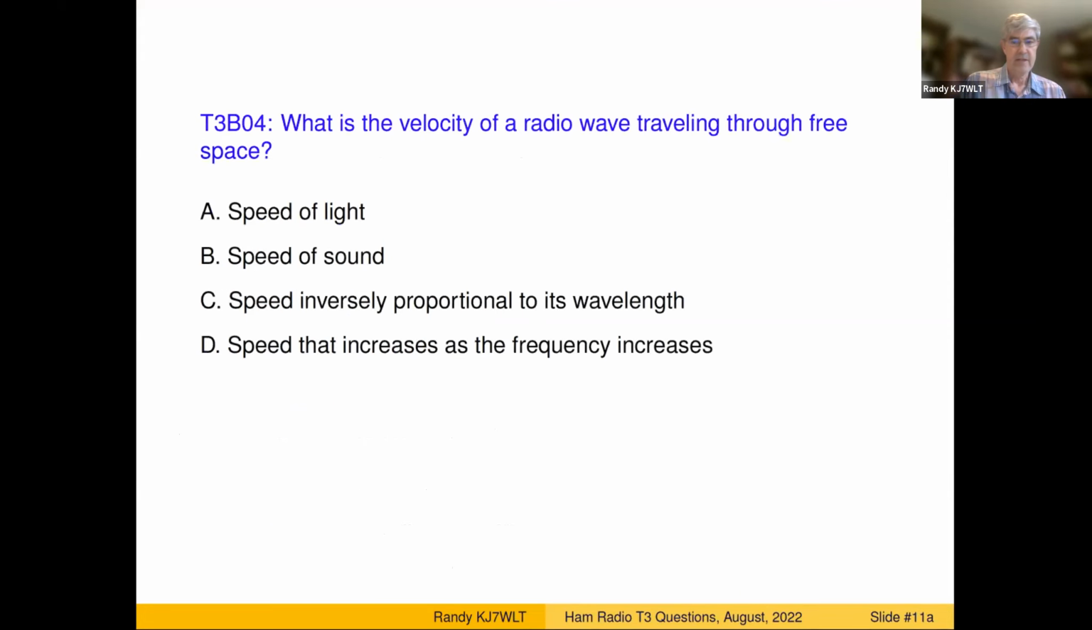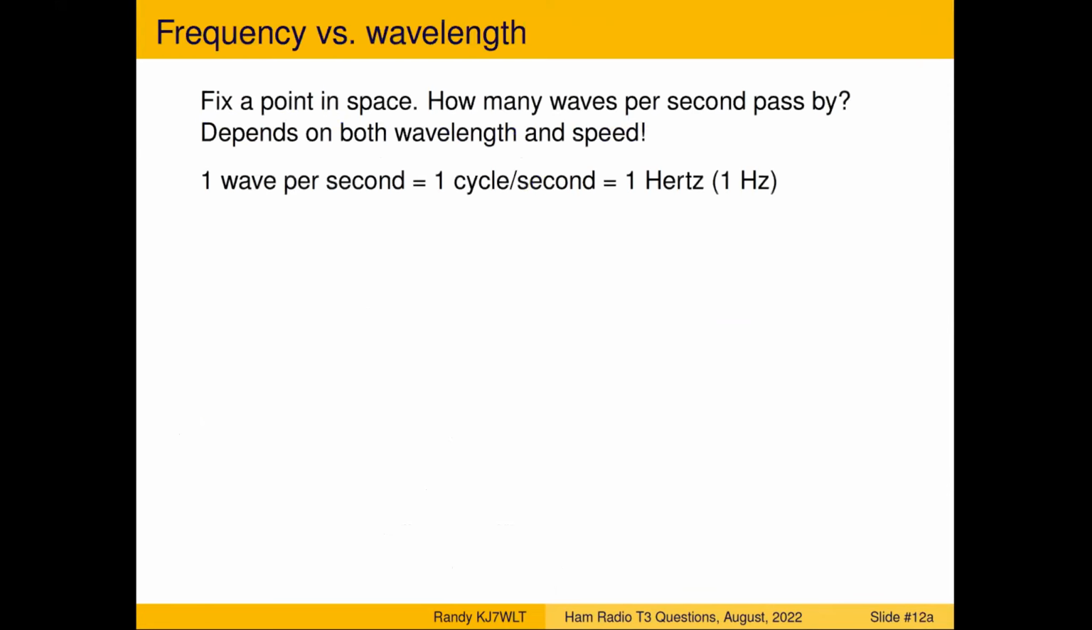So what's the velocity of a radio wave traveling through space? It's the speed of light because radio waves and light are both electromagnetic waves of the same sort. They just happen to be different frequencies and wavelengths.